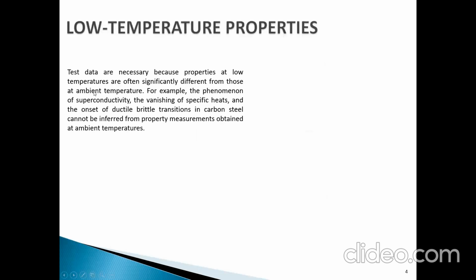Low temperature properties. Test data are necessary because properties at low temperature are often significantly different from those at ambient temperature. For example, the phenomenon of superconductivity, the vanishing of specific heat, and the onset of ductile-brittle transition in carbon steel still cannot be inferred from property measurements obtained at ambient temperature.